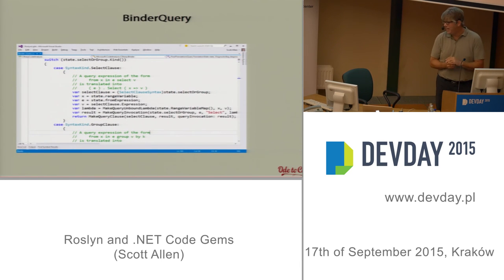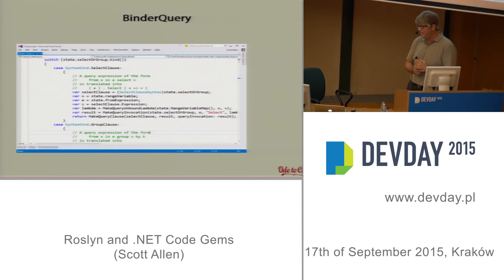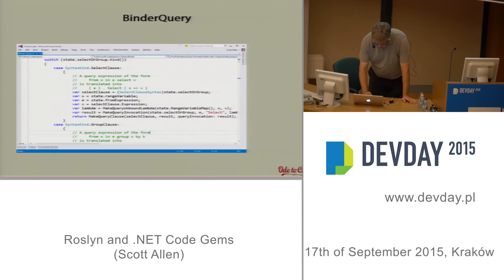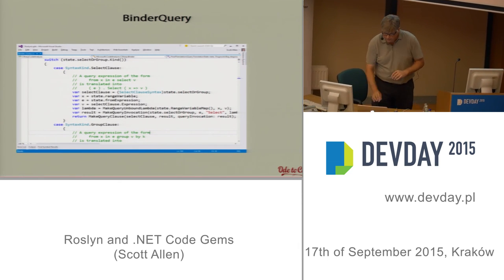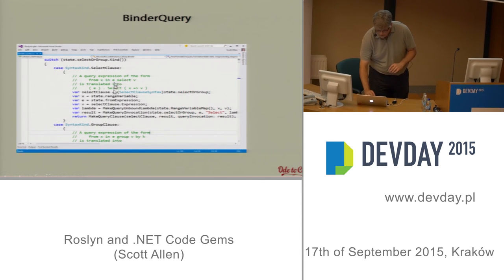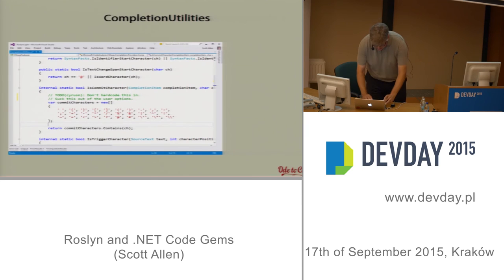I was particularly interested in how the C-sharp compiler transforms LINQ comprehension queries, you know, the ones where you say from foo in bar, select bar, and those sorts of things. You can find all of that code inside of a binder query.cs file, and you will see lots of comments inside of there where they'll say, okay, this is the type of query that we're rearranging now and turning into real executable code, or turning into extension method calls, basically. Completion utilities. Please don't hard code this. We should get out of the user options.